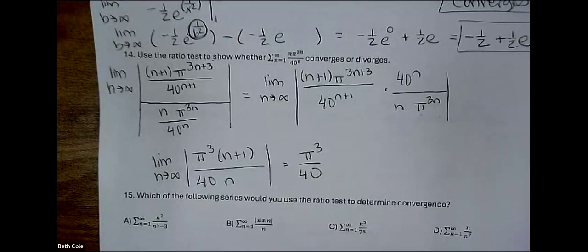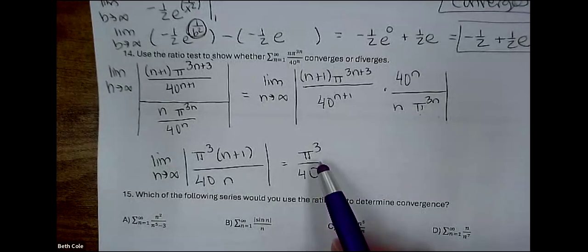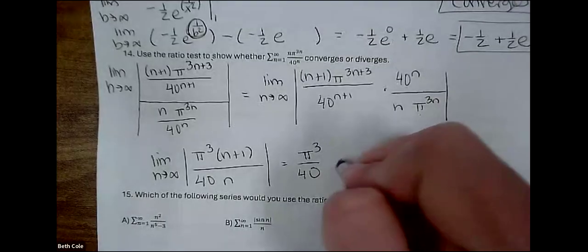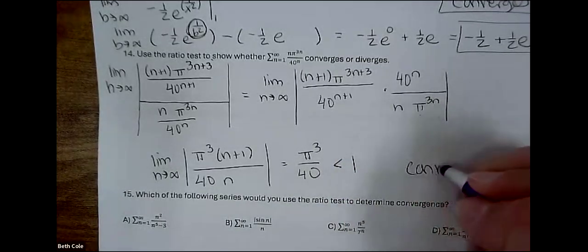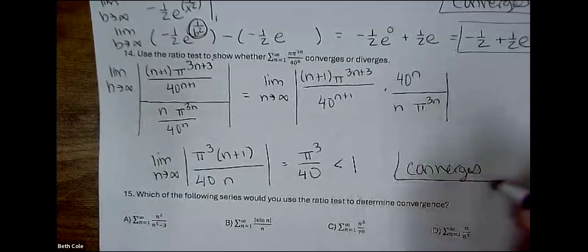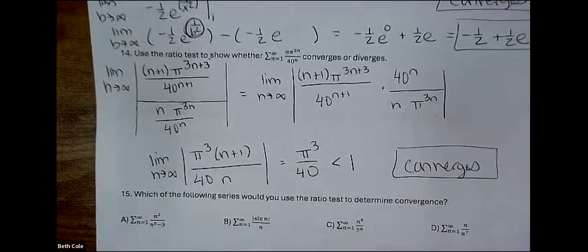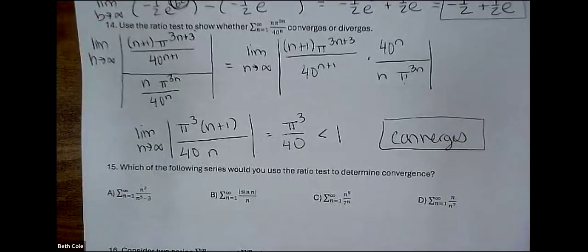So pi is roughly 3. It's 3.14, but 3. 3 cubed is 27. So you could think this is roughly 27/40. And the point is that is smaller than 1. So smaller than 1 means converges. Equals 1 means no conclusion. Bigger than 1 means divergence.